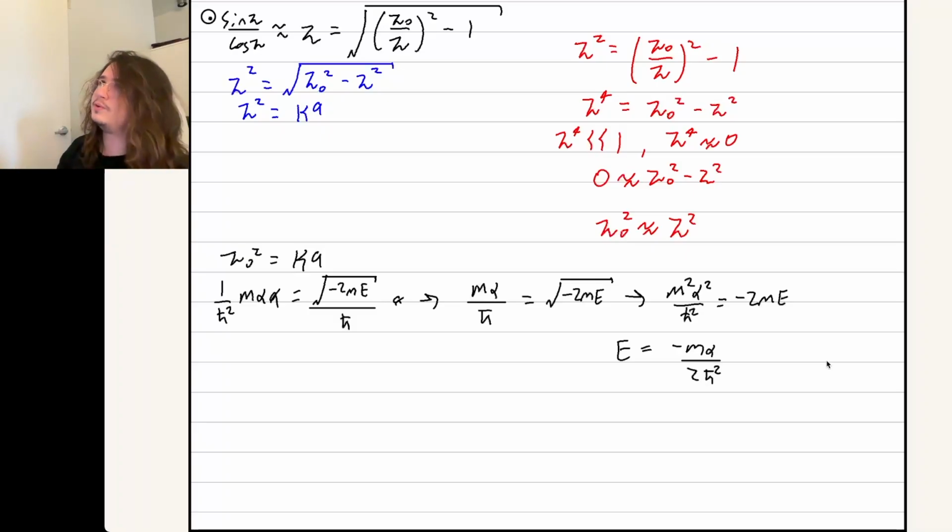So by going through the finite square well, we ended up with the same value of E as for the delta function potential, so that's pretty cool.